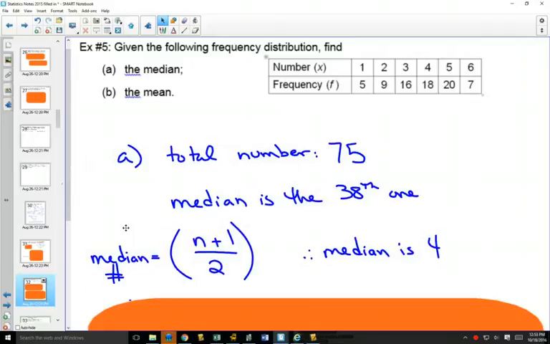So again, the median is the 38th one. Here's how you figure out that median number. Add 1 to 75 and divide by 2. The 38th one, if you count, 5 plus 9 is 14, plus 16 is 30, plus 18 is 48. The 38th one happens within the column with the 4. So our median would be 4.